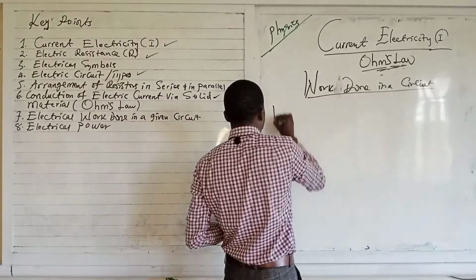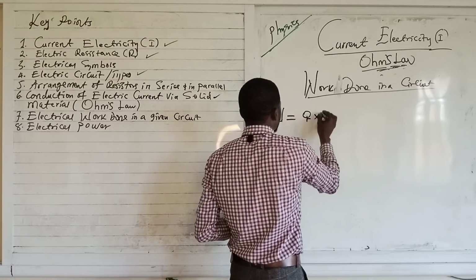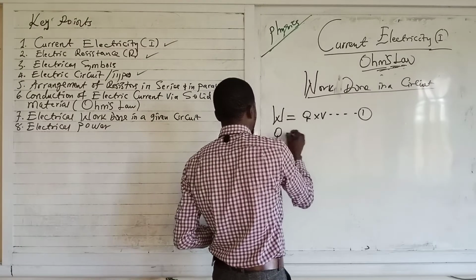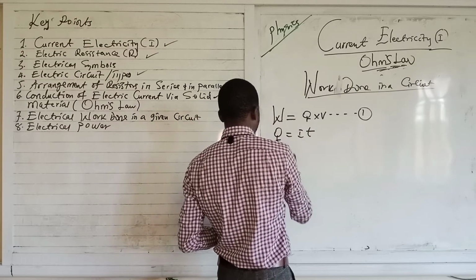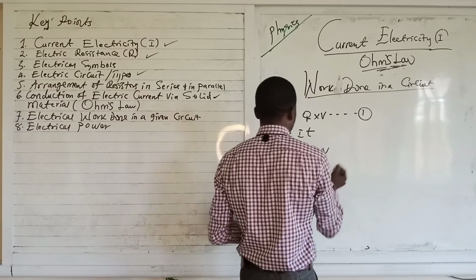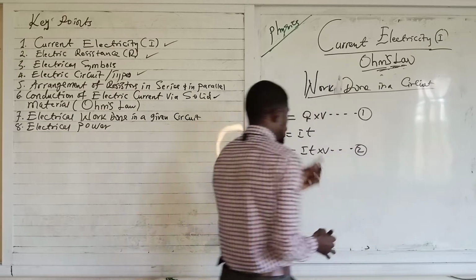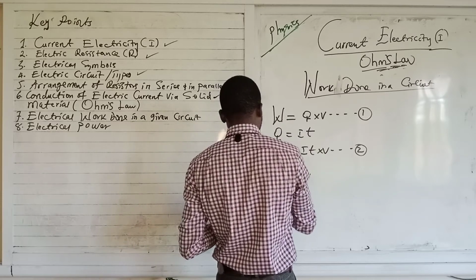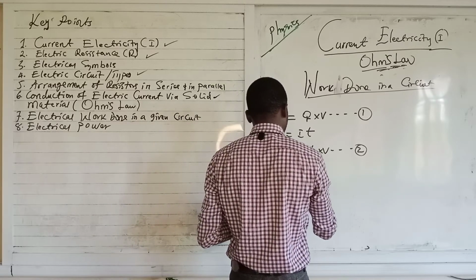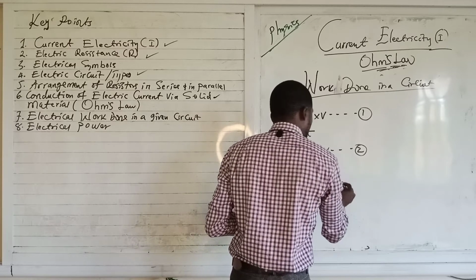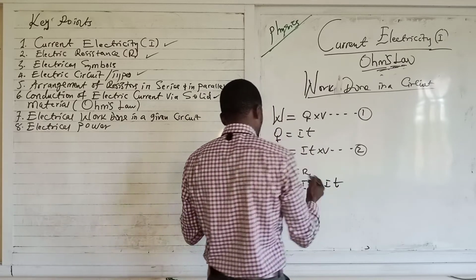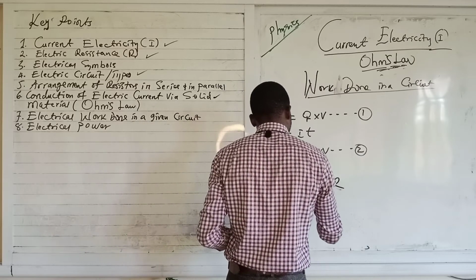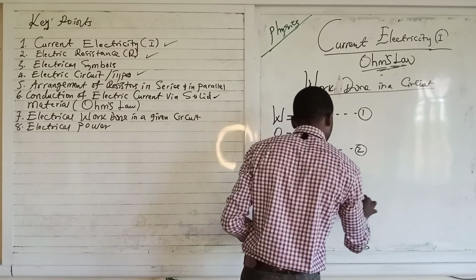So mathematically, the electrical work done, W, is given as what? Q times V. You can call this equation number 1. Now recall that Q is equal to IT. So we are free to say that W is equal to what? IT times V, or ITV. You can call this equation number 2. Also recall that from Ohm's law, your V is equal to what? IR. So we are free to say that W is equal to what? IT times IR. And if you do that correctly, you have your W to equal to what? I square RT. You can call this equation number 3.